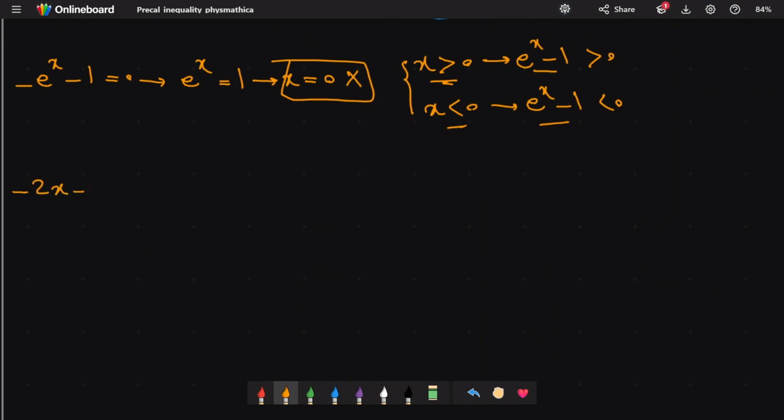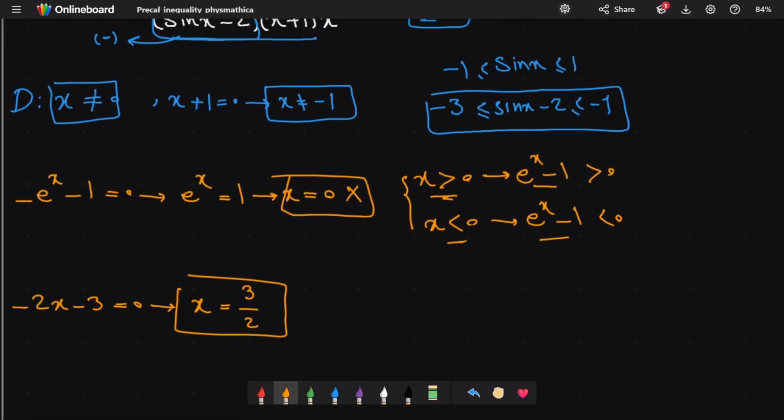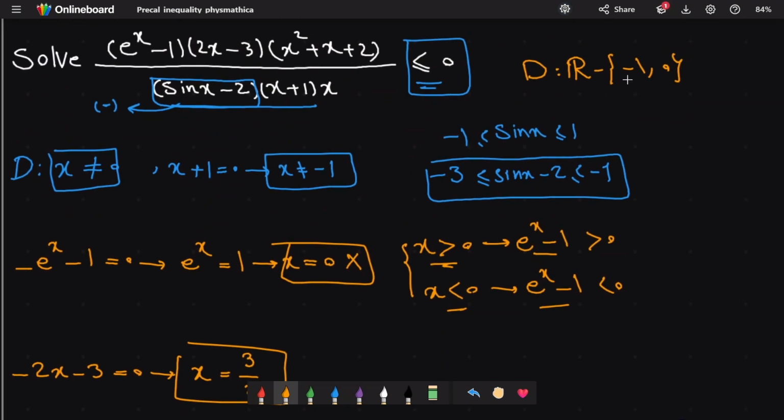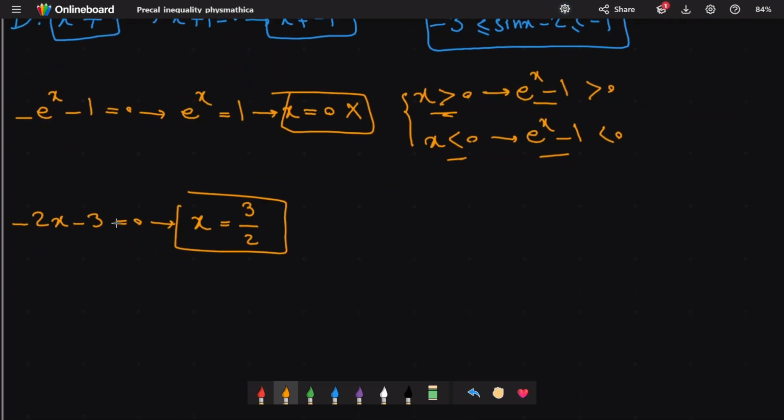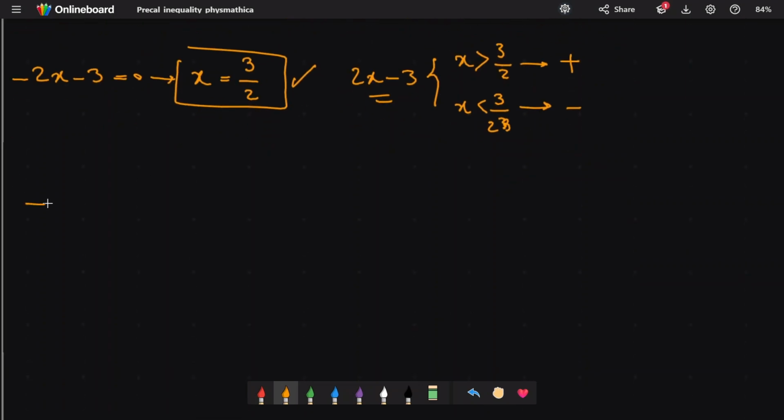So for the case of 2x minus 3, if we equal this to 0, let's find the root first. x is going to be 3 over 2, which is not part of the domain and not part of these minus 1 and 0. So we can clearly say that this is acceptable, and this is another critical point that we need to take a look at. And now let's take a look at the 2x minus 3 itself, and we can say that when x is bigger than 3 over 2 and when x is less than 3 over 2, the result for this factor is going to be positive, and for this is going to be negative. So now let's take a look at the other factor.